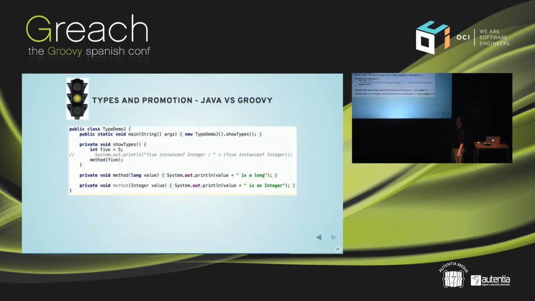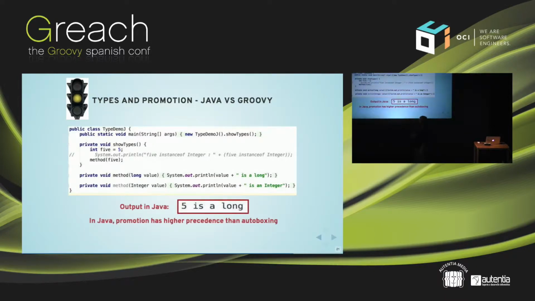Types and promotion. Another very subtle thing happening here. Again, notice overloaded methods. And so we see int 5 equals 5. In Java, int is a primitive, and 5 gets assigned to that. And then when we run this, the output in Java is that we end up calling the long. And the reason is in Java, promotion occurs before autoboxing.